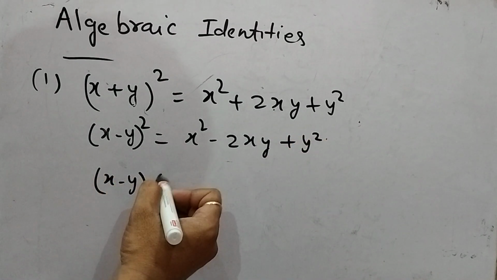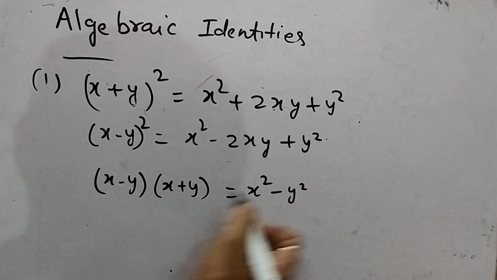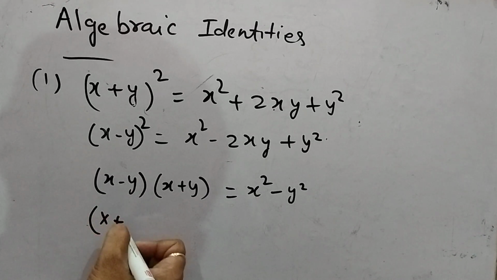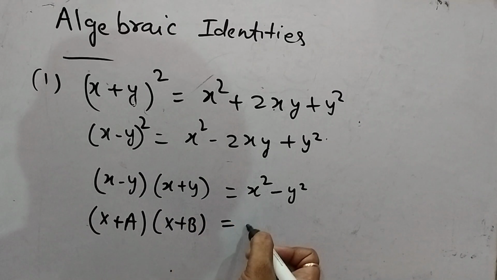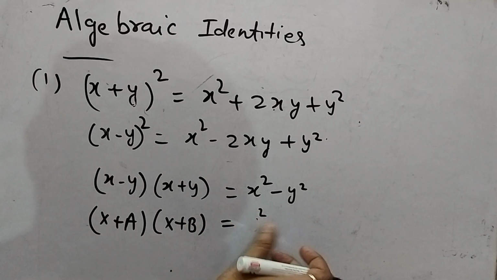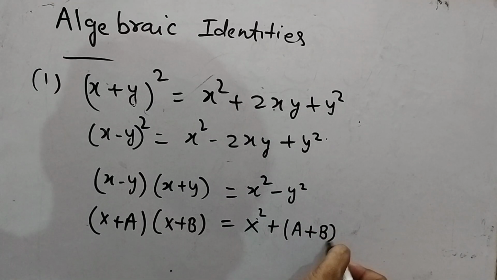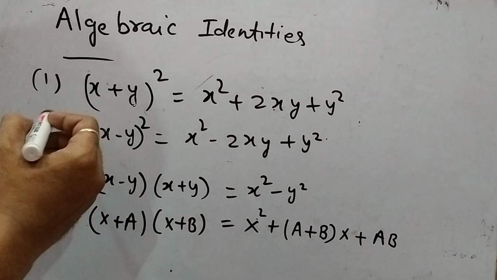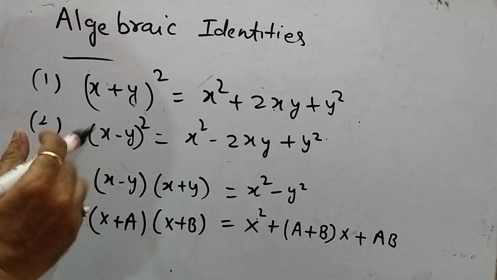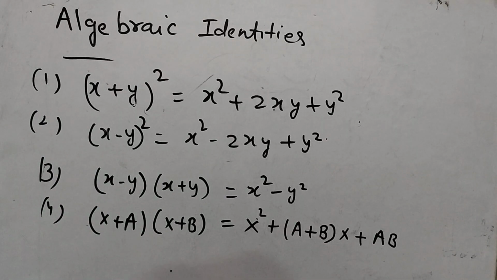(x − y)(x + y) = x² − y², and (x + a)(x + b) = x² + (a + b)x + ab. So we have these four identities, and on the basis of these identities we are able to solve many questions.